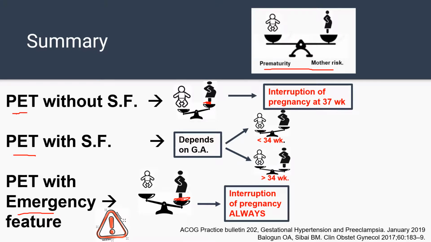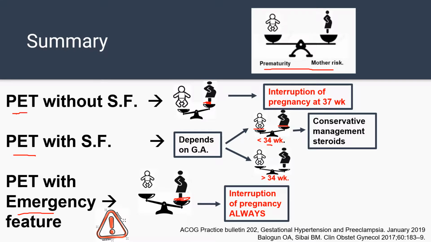If the gestational age is under 34 weeks, it means that the risk of prematurity of the baby is bigger than the risk of the mother. So we do conservative management and we give steroids because we have time. That steroids can help us because this mother can get worse in any moment and we will have to interrupt. This mother can change from a severe feature to emergency. And if this mother changes, we need to finish the pregnancy very fast.